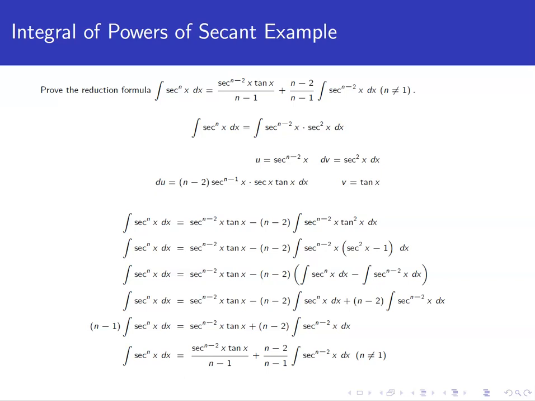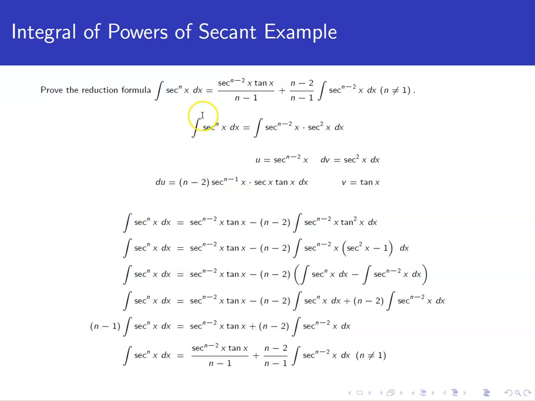In this video, we're going to look at a reduction formula for an integral of powers of secant. So we're being asked to show that we can rewrite the integral of secant to the nth power x dx in terms of the integral of secant to the n minus 2 power of x dx. So that's what we mean by a reduction formula. We've made this power on secant go down by 2.